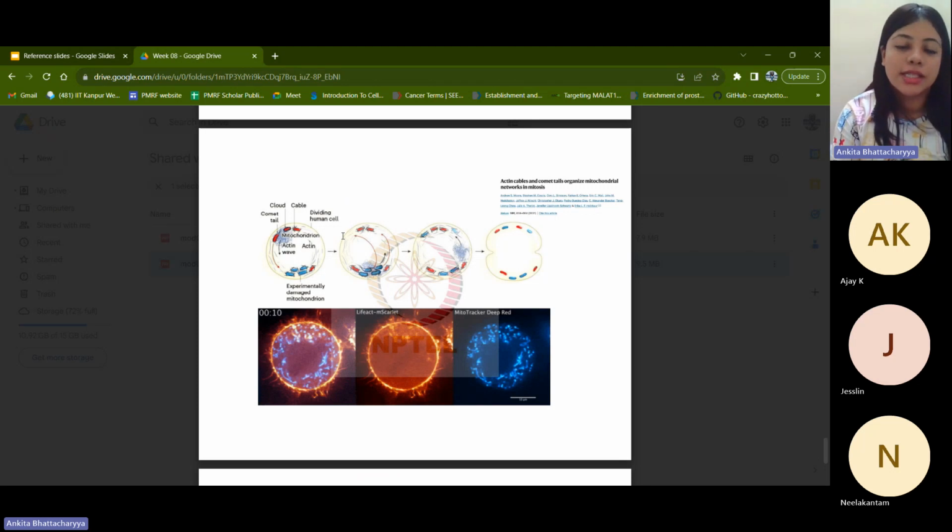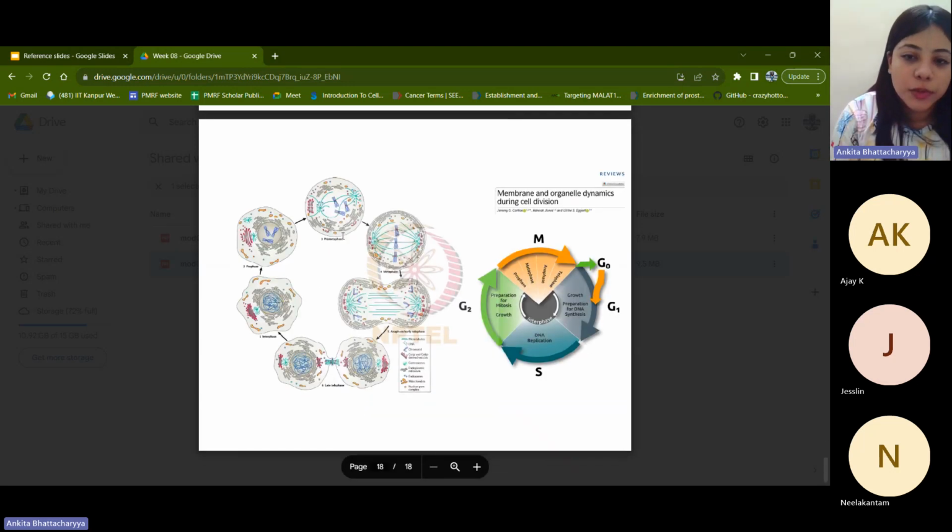Possibly that is how you can see that they are getting reoriented around the cellular periphery during the process of mitosis as well, over the period of division. So that is what was seen.